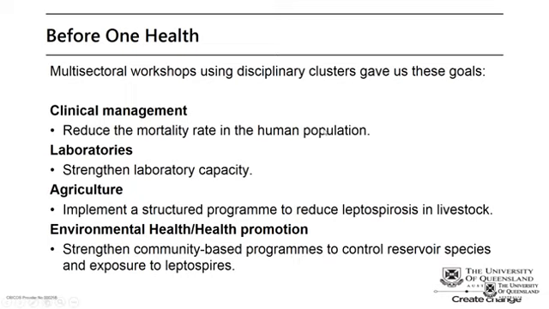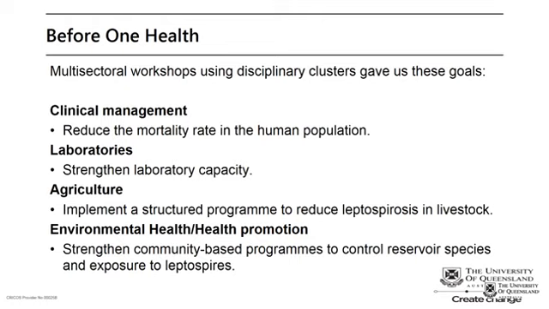And what we determined from these workshops was that we need to reduce the mortality rate. So this is the proportion of people who are sick that die, and they felt that they could manage that with better clinical management, strengthen the laboratory capacity, and also strengthen collaboration between laboratories, so public health and animal health. Agriculture, they need to look at reducing leptospirosis in livestock through a structured program. And environmental health, they're really focused on what they know best, which was managing the reservoir species.